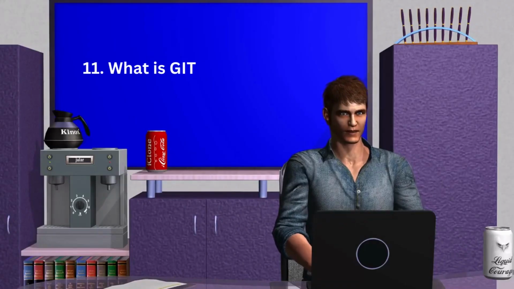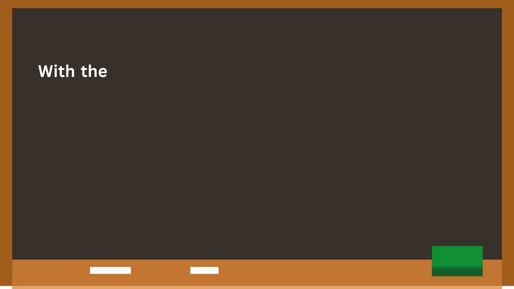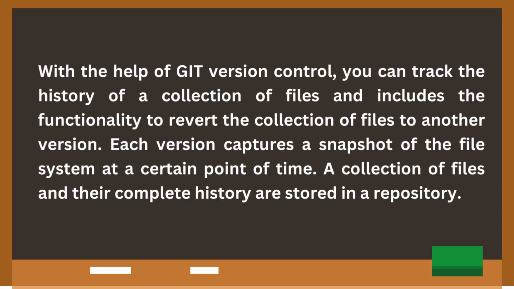11. What is Git version control? With the help of Git version control, you can track the history of a collection of files and it includes the functionality to revert the collection of files to another version. Each version captures a snapshot of the file system at a certain point of time. A collection of files and their complete history are stored in a repository.